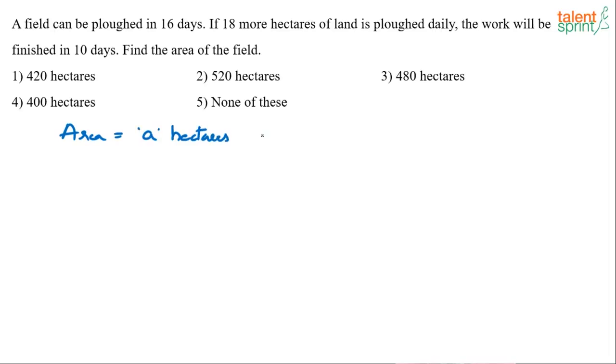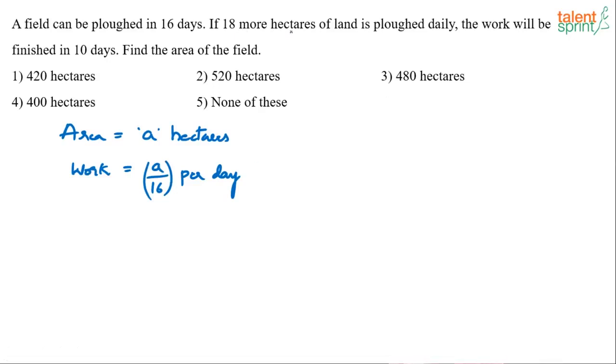Right? If you can do A hectares in 16 days, what is the work done per day? Work per day is A by 16 per day. Yes or no? That is what you usually do. Total area is A hectares. If you can finish it in 16 days, per day you are doing A by 16.